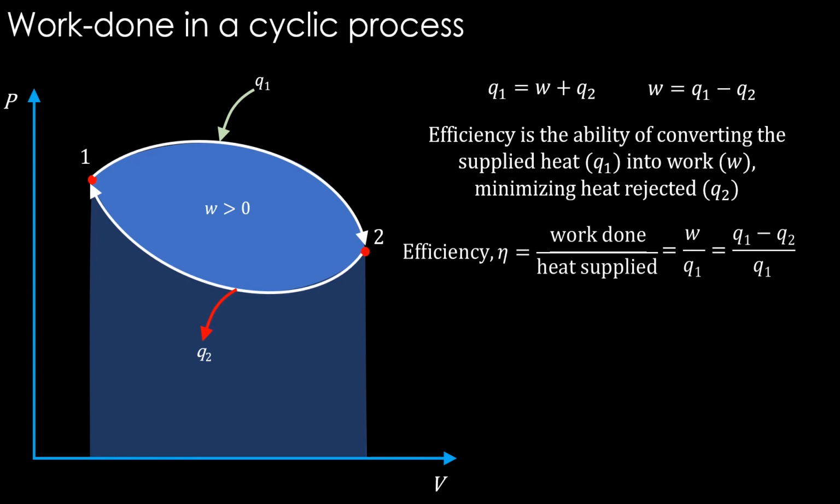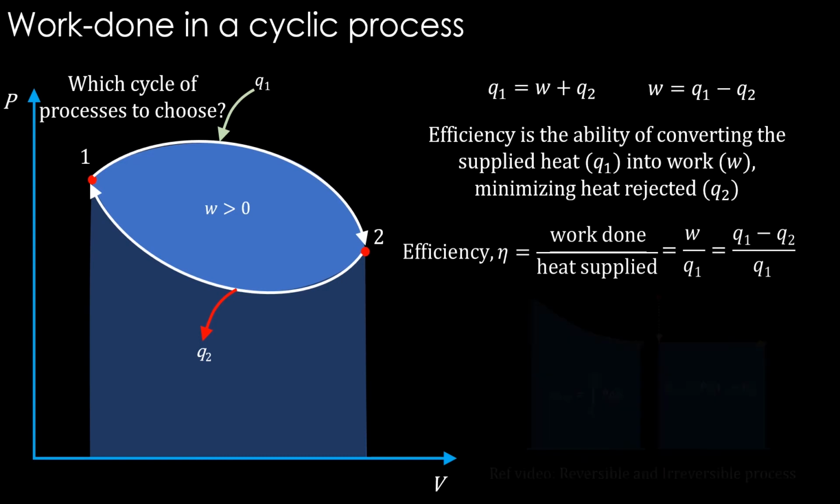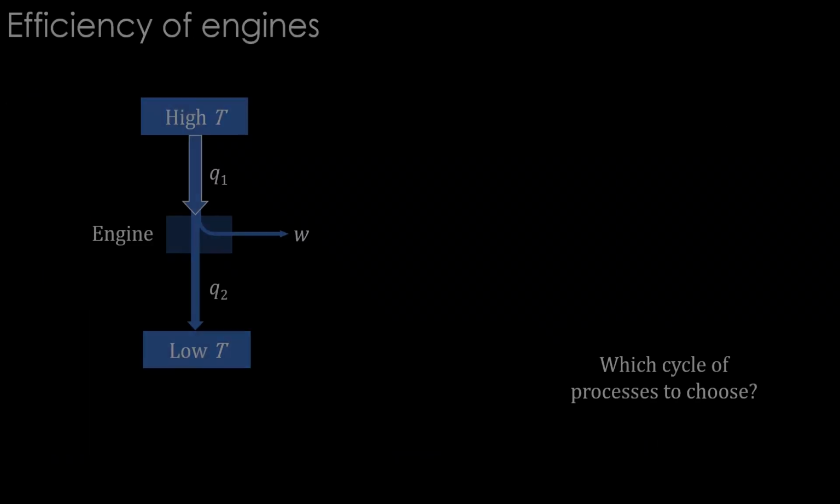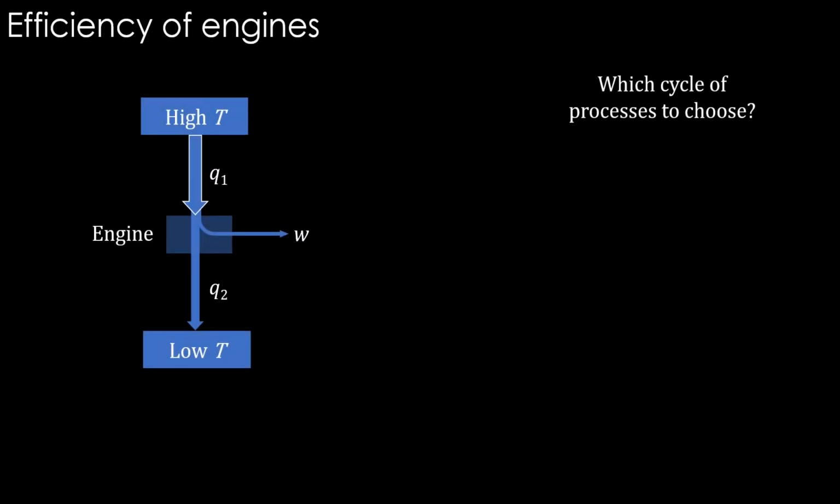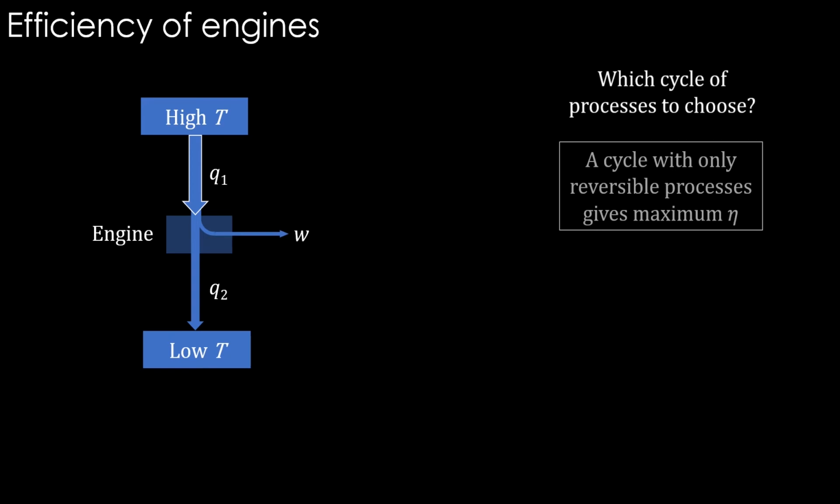This was the question asked by Carnot. Now, which cycle of processes will give the maximum efficiency? What we already know is that reversible processes give maximum work. So, a cycle with only reversible processes is obviously going to give the maximum eta. And again, the only thing that we must make sure is that the backward processes are not in the same path.